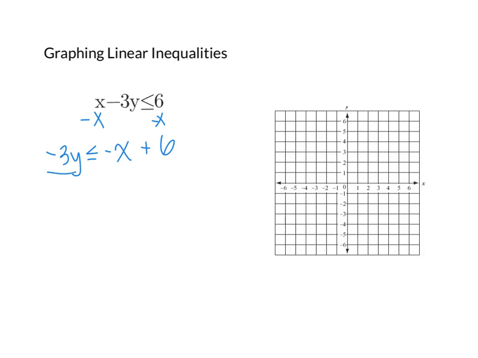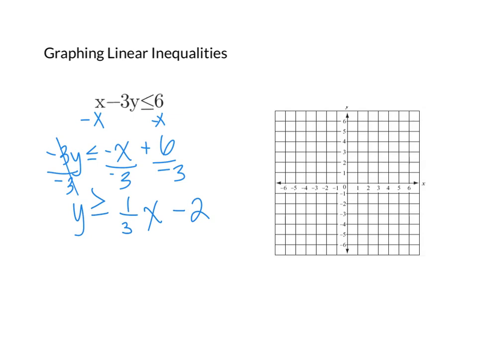Now dividing by negative 3, since I'm dividing by negative 3, I'm actually going to flip this to be greater than or equal to instead of less than or equal to. So we have greater than or equal to now. So negative 3y divided by negative 3, I'm left with y is greater than. Negative divided by negative is positive, so to make this an easier fraction, I'm going to put 1 over 3 x minus 2.